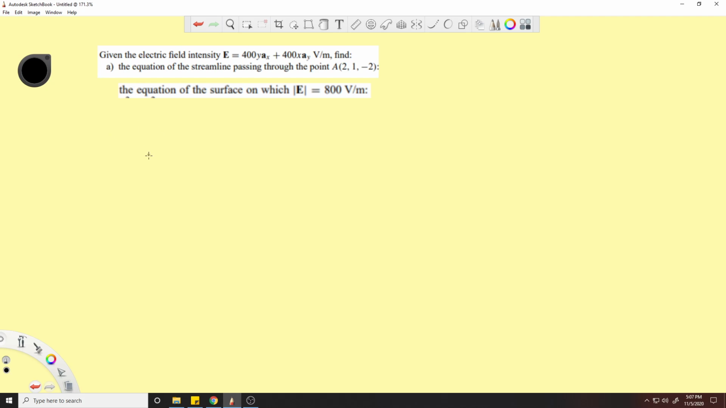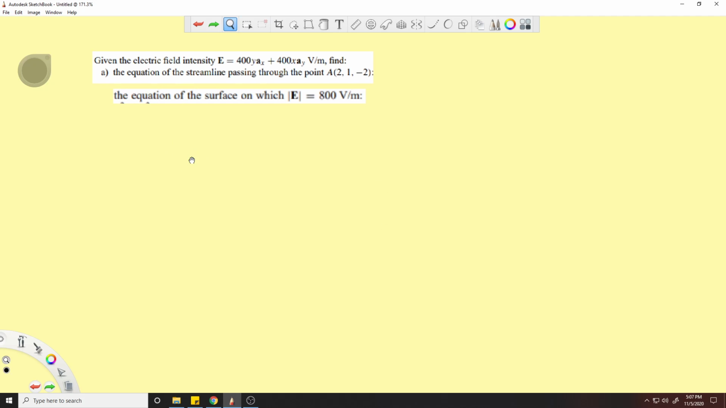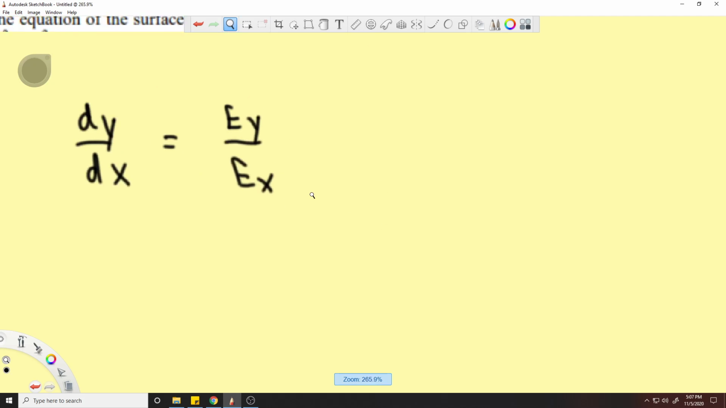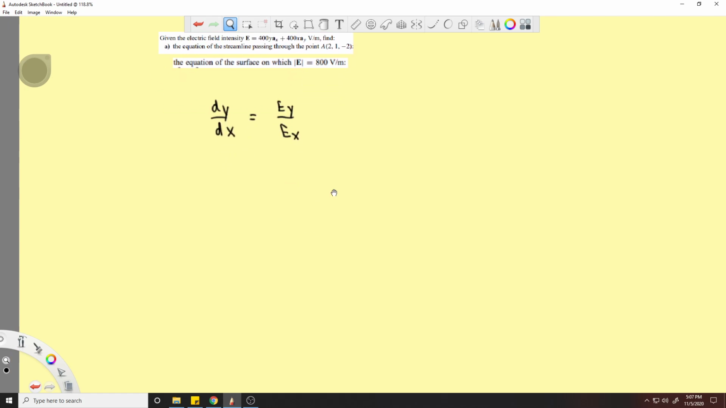Generally, the way you find streamlines is you relate the derivative dy/dx to the y component over the x component of the electric field. We just plug in our x component and our y component, and just be careful here because you see the x variables in the y direction, the y variables in the x direction.